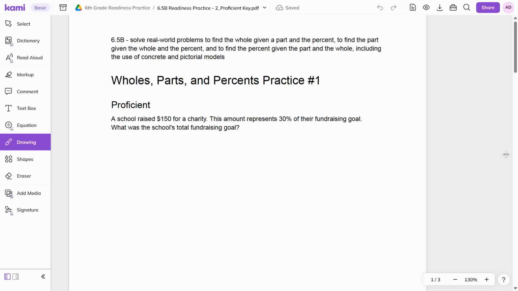Today we are looking at the 6th grade concept of wholes, parts, and percents. This is 6.5b Readiness Practice, the Proficient version.